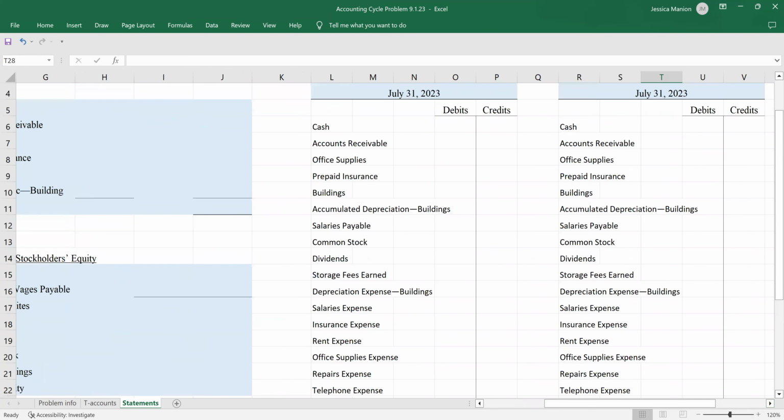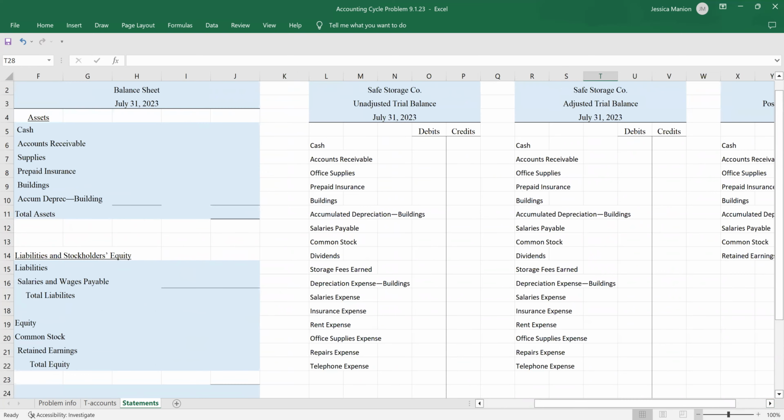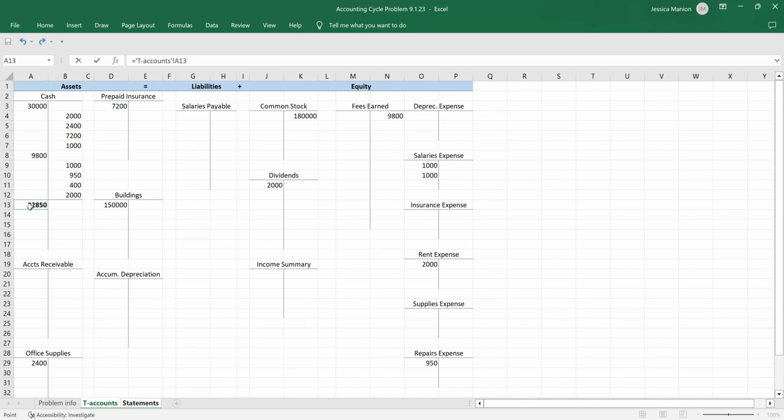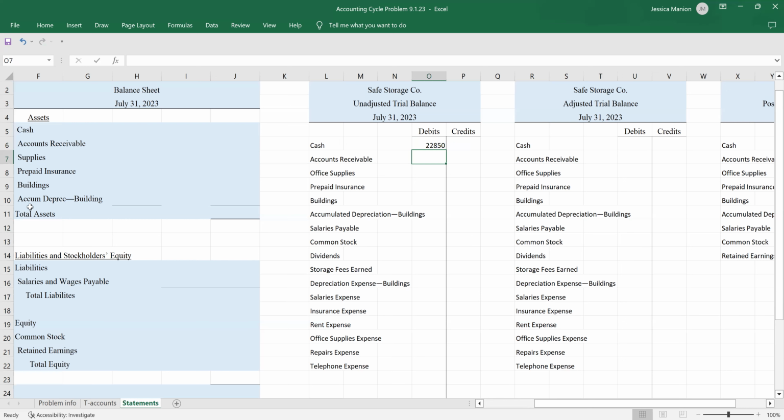That's what we're preparing right now. Okay, so unadjusted because we haven't done any of our adjusting entries. All right, so cash, we could just say equals, click back over here to our T accounts, select that cell, enter, and it populates it for us.